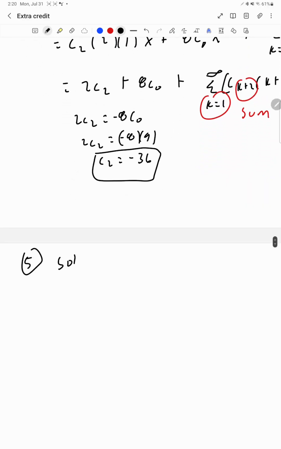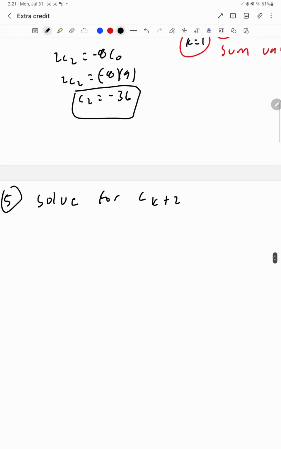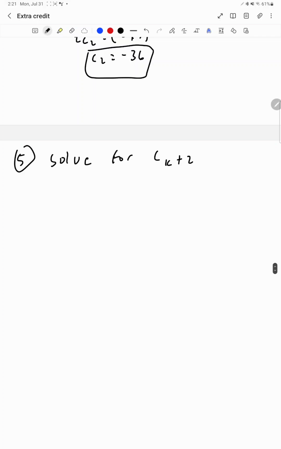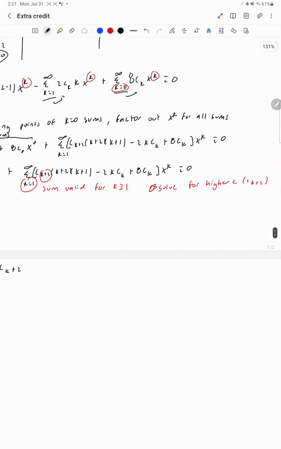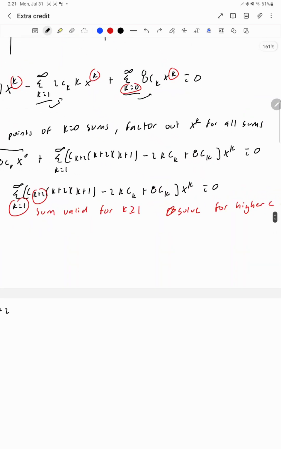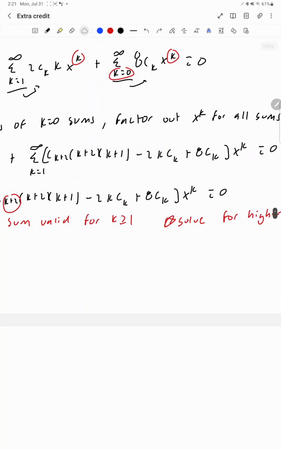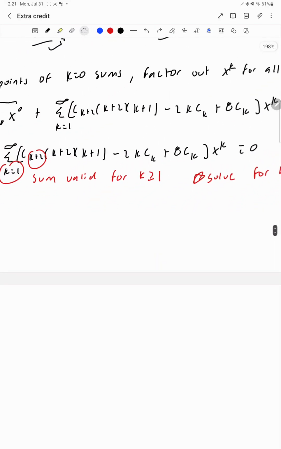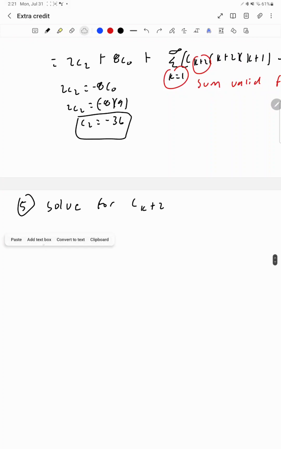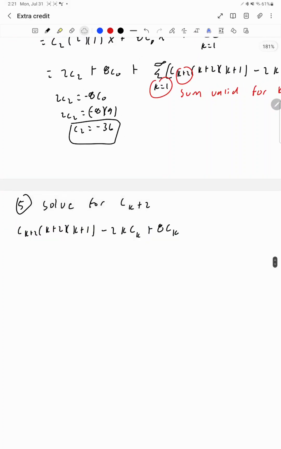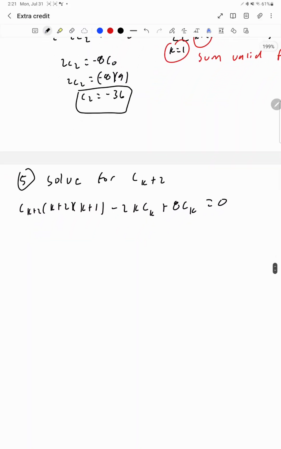So then our fifth step is that we're going to solve for the higher c. And the higher c is c of k plus 2. Does that look like a k? I'm sorry, my handwriting is really bad. Because this whole thing equals 0, we're going to set everything in the sum of k equals 1 to 0. Hopefully that makes sense. Because x to the k can't equal 0, so this whole thing in the sum is going to equal 0.